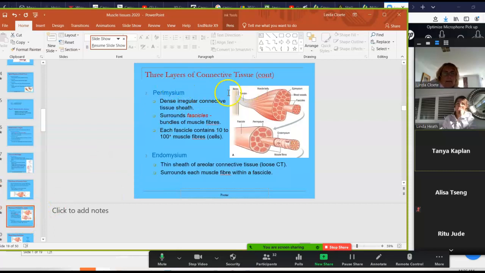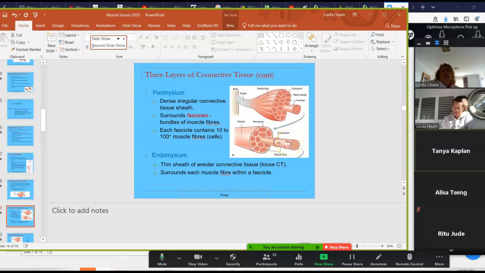Then the perimysium enshrouds each fascicle, and the body of the muscle is made up of a whole lot of fascicles. You can see here the perimysium goes around each fascicle, and then the endomysium goes around each of these muscle fibers. Each muscle fiber is regarded as the cell.